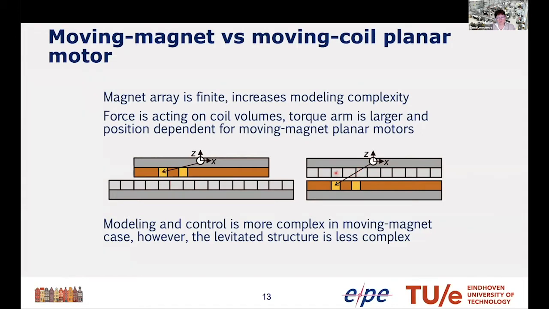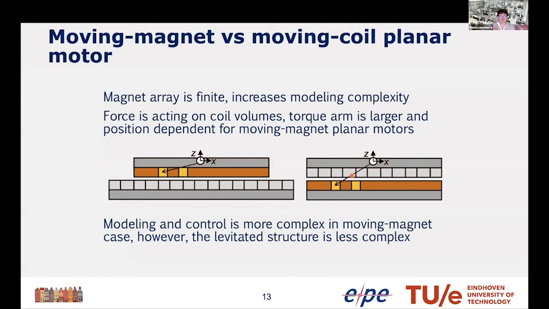In other words, if I move this platform, the arm of the force produced by the coil is varying in time. So it is an amplitude value, and this brings instability or oscillation along the XY plane. So modeling and control of that system is much more complex in the moving magnet case in comparison with the moving coil concept.